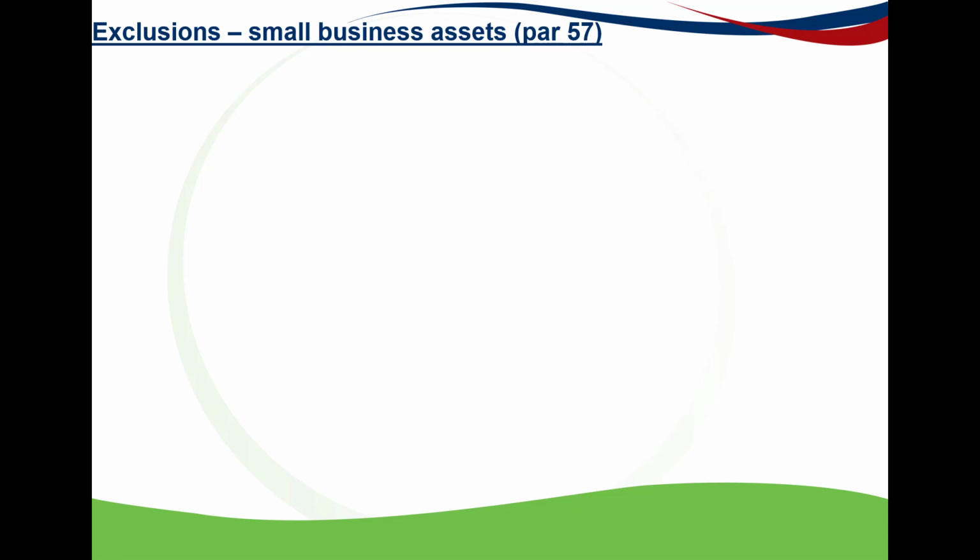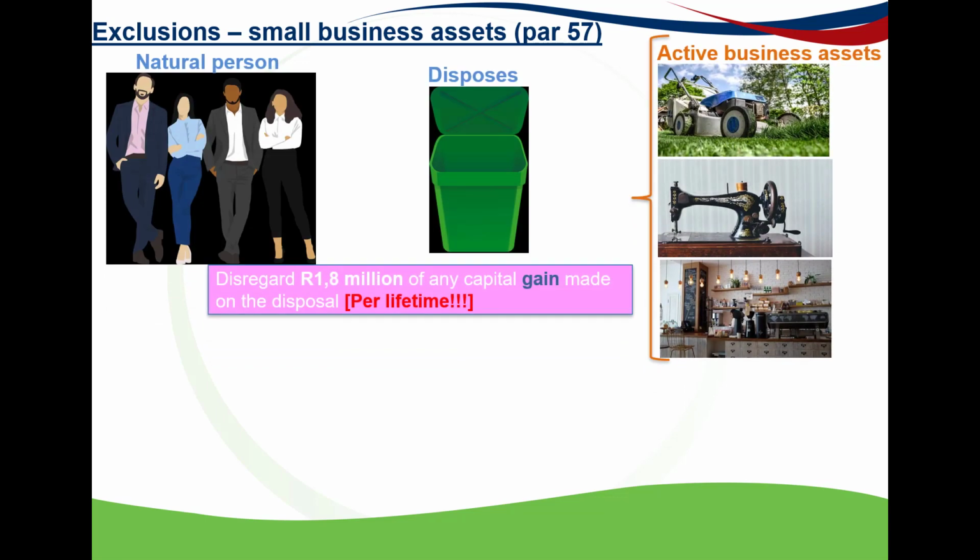The second exclusion that we will discuss is the small business assets exclusion. In terms of the small business assets exclusion, a natural person should disregard 1.8 million of any capital gains made on disposal of active business assets of their small business. It is important to note that the exclusion is granted per lifetime. So that 1.8 million is granted per lifetime.